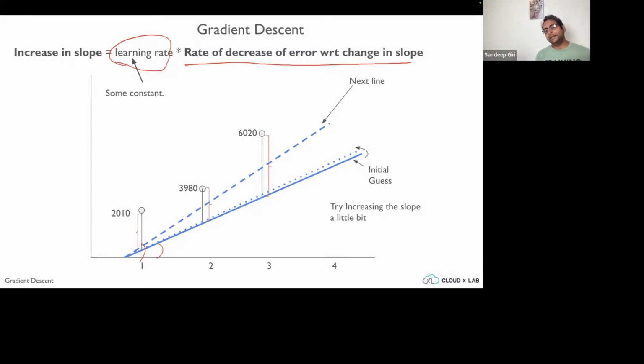How much error was decreased because of the increase in slope? This is the increase in slope. If the error did not decrease, instead it increased, then this will become negative, right? So how much should we increase the slope? Some constant multiplied by the rate of change in error.